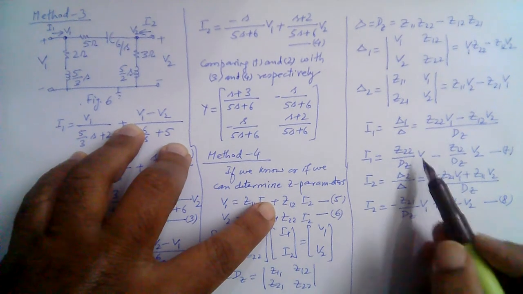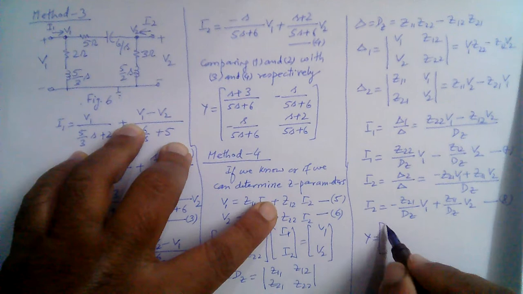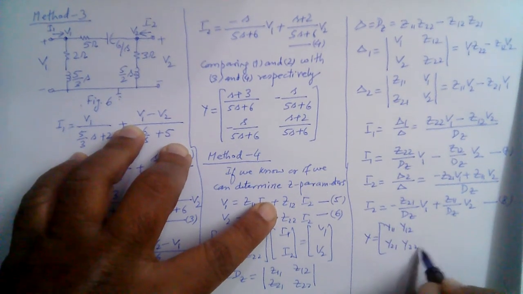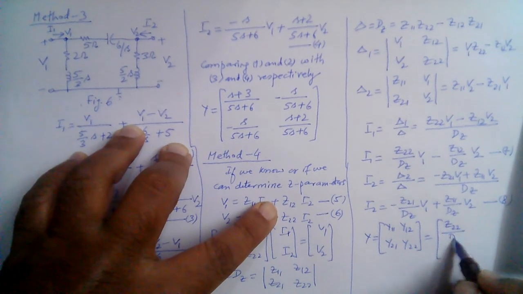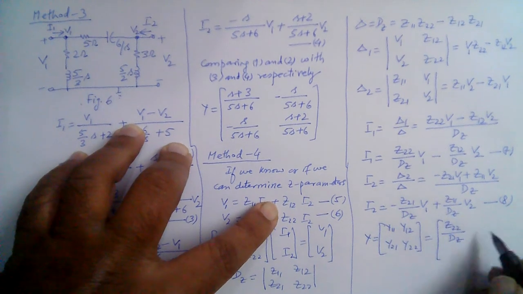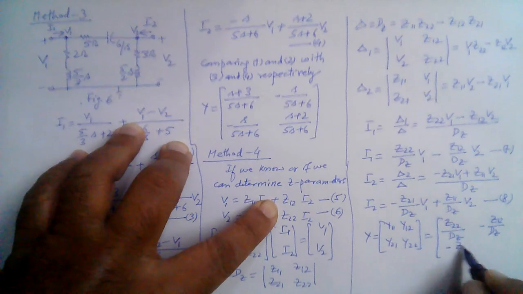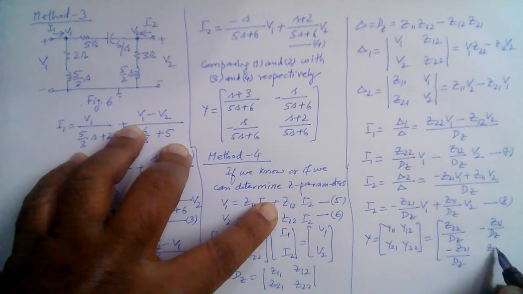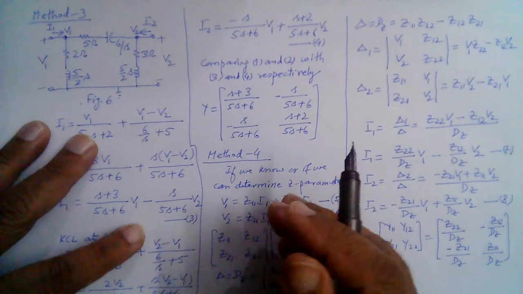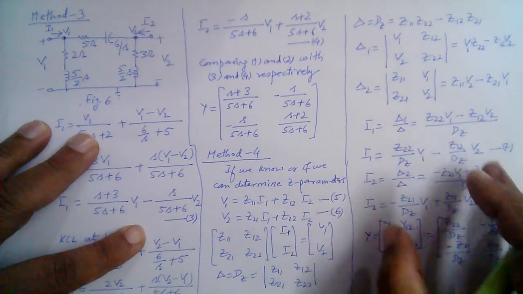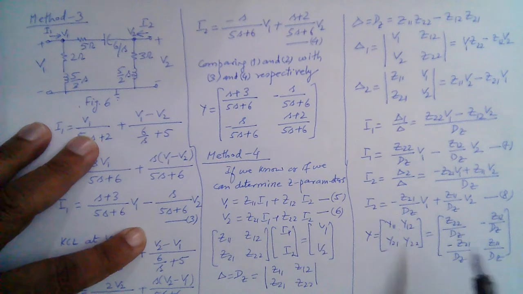So comparing equations 7 and 8 with equations 1 and 2, we can write down the y parameters: y11, y12, y21, y22 is equal to z22 over dz, minus z12 over dz, minus z21 over dz, and z11 divided by dz. So if we can determine the z parameters first, then we can apply this method to find the y parameters. Or if we are already given the z parameters, we can determine the equivalent y parameters using this equation.